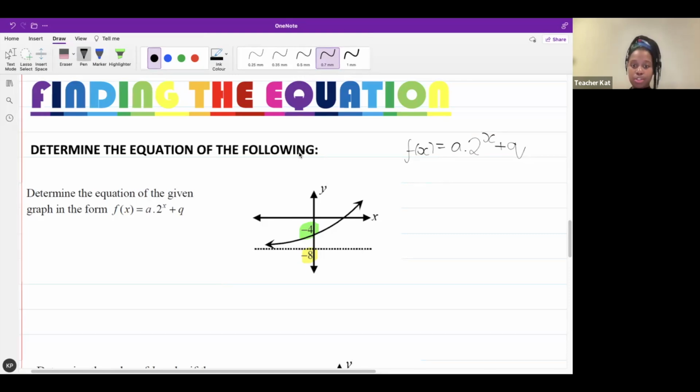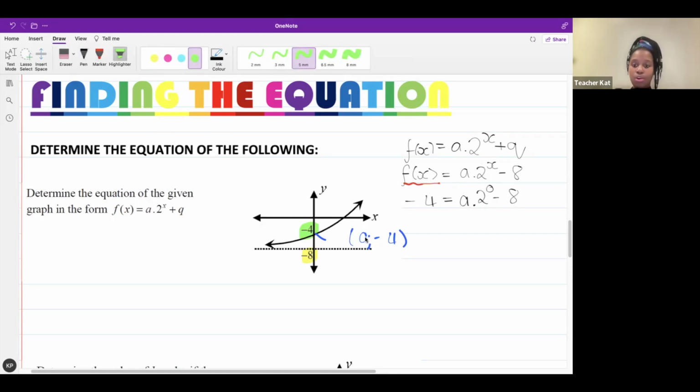Nice. We can substitute -8, which is our asymptote, into q. So then we have f of x is equal to a times 2 to the power of x minus 8. Great. Now, this -4 is not just -4, it is a point. It is the point (0, -4). Okay, so -4, we substitute into f of x. F of x, once again, is the same as y. So -4 is equal to a times 2 to the power of 0 minus 8.